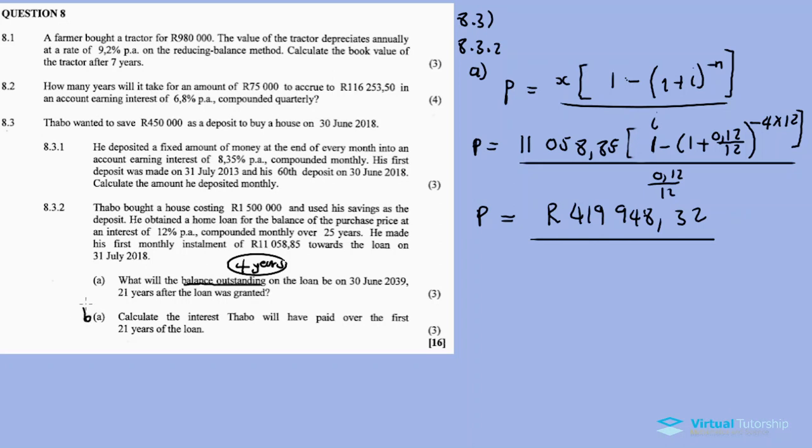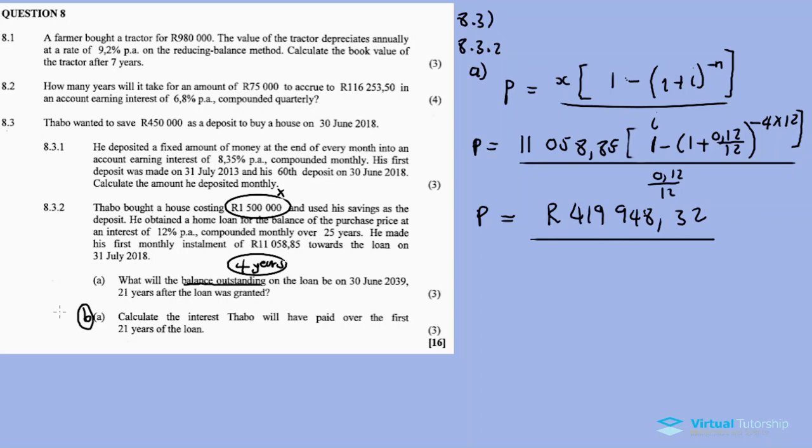Yes, Mr. Examiner, this is B, not A. Calculate the interest Thabo will have paid over the first 21 years. So the interest Thabo paid over the first 21 years. Let me say the house cost this much, right? If it costs this much, we want to know how much extra Thabo will pay, since it costs 1.5 million, but as we calculate you will see it costs more than the loan he took, because of the 12% compounded monthly over the 25-year period he will pay more than 1.5 million, right? Since the loan accumulates interest over time.